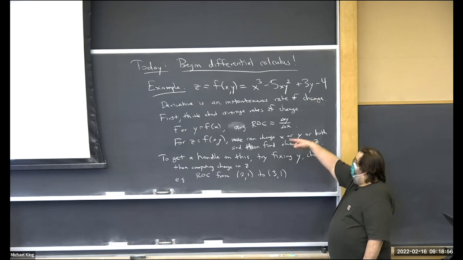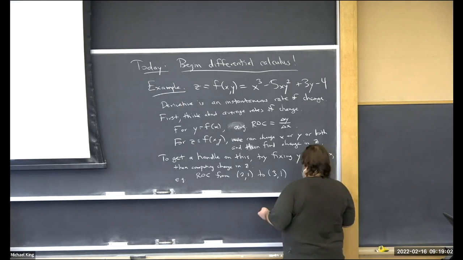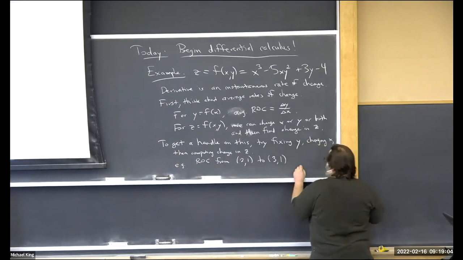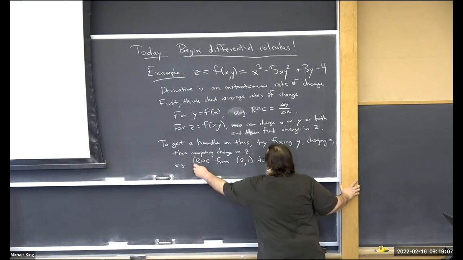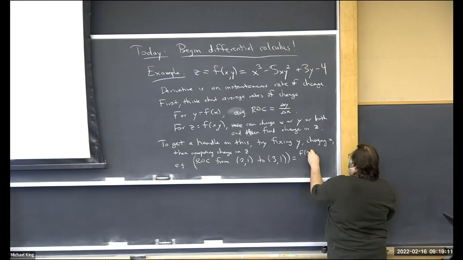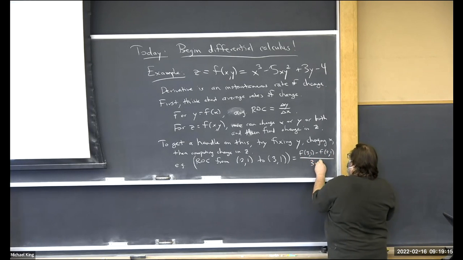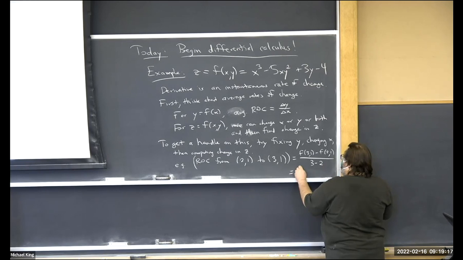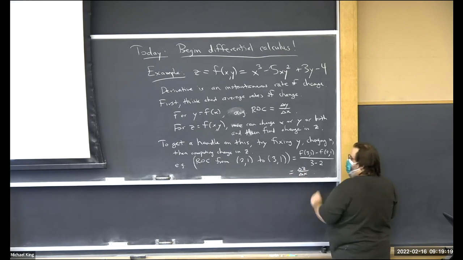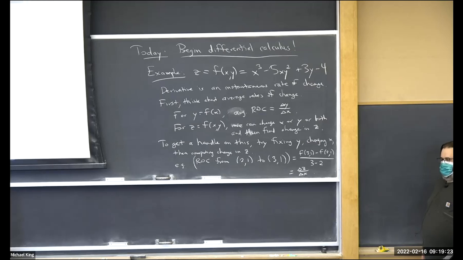And so you could plug both those into whatever function you have and compute delta z over delta x, right? I don't actually want to necessarily do that here, but that would be f of 3,1 minus f of 2,1 over 3 minus 2. That's delta z over delta x. Does that make sense? We're just fixing y.